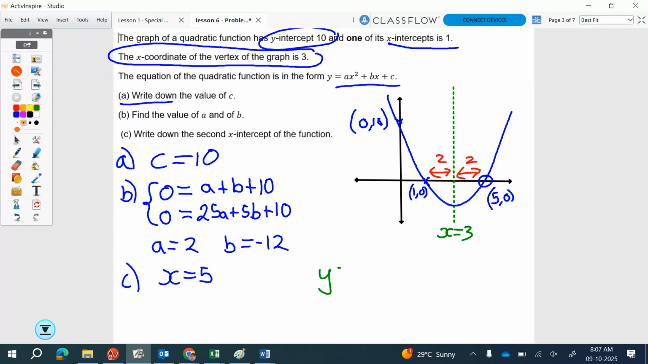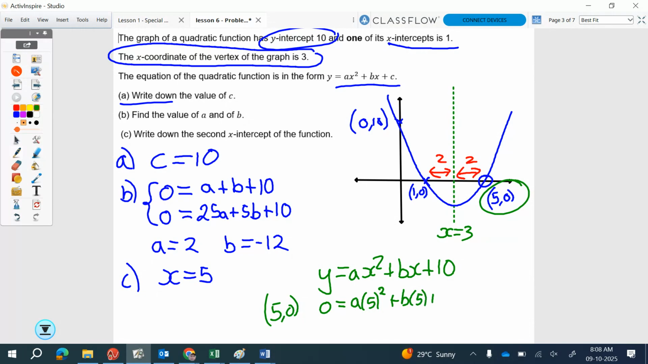So we have the function y equals ax squared plus bx plus 10. We know that c is 10 from part A. We are going to now insert this value here. We are going to insert the coordinate 5, 0. So y is equal to 0 and x is equal to 5. If you substitute this into the formula, it's going to look like this. Now, 5 squared is 25, that's what gives us 25a, and then 5b plus 10.